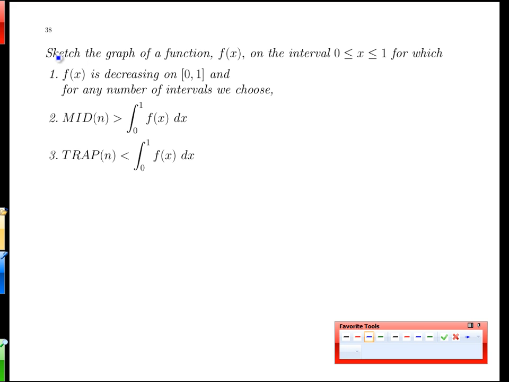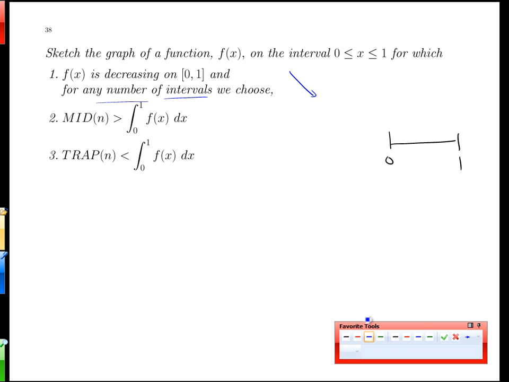Last but not least for this unit, let's consider a more abstract idea. Trying to sketch the graph of a function f of x on the interval 0, 1, so a nice well-defined interval, for which f of x is decreasing, so it's heading down, and for any number of intervals we choose, so we're looking for a general property of the function so that the midpoint is always larger than the integral value, the exact area under the graph, and the trapezoidal rule is always less than.